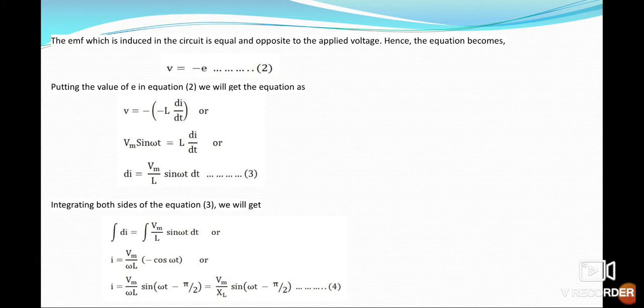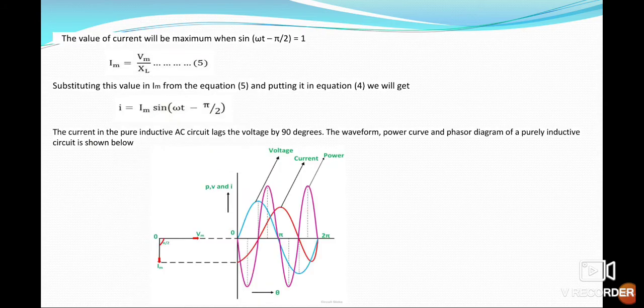XL is representing here omega L. That is, XL is the inductive reactance multiplied by sin omega t minus pi by 2. So, the maximum value of current will be reached when sin omega t minus pi by 2 is equal to 1. So, Im will be equal to Vm by XL. So, substituting this value of Im in equation 5 and putting it in equation 4, we will get I equals Im sin omega t minus pi by 2.